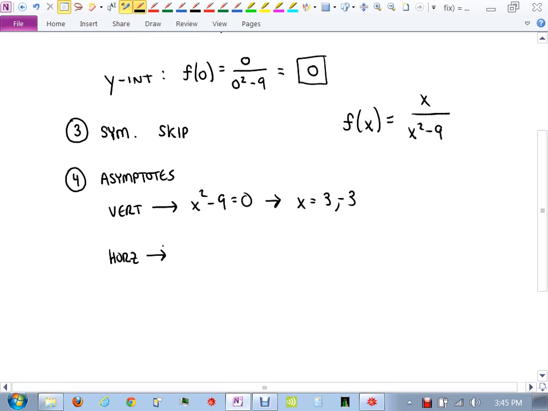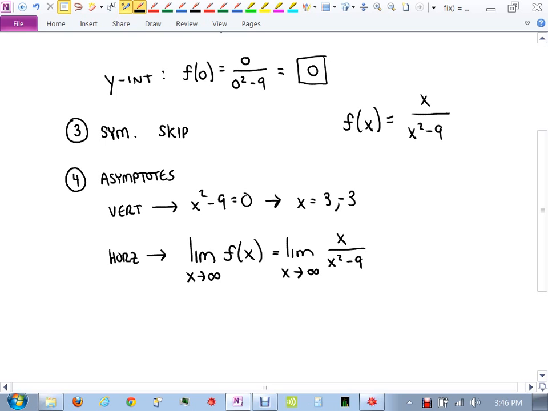How about horizontal asymptotes? Anybody remember how to find the horizontal asymptote of a function? What does it mean, horizontal asymptote? Isn't it what's happening as you go out the sides? We're asking ourselves, what is the function doing as you go out to the sides forever? Exactly. You're asking, what is the limit as x goes to infinity of the function? Tell me what's happening in the function as I let x go out forever to the right. So what is the limit as x goes to infinity of x over x squared minus 9?